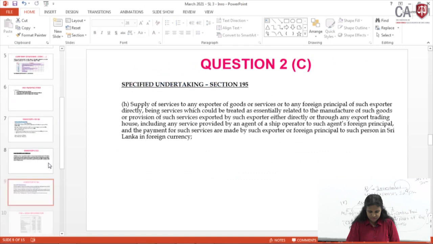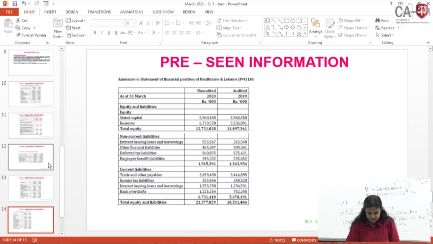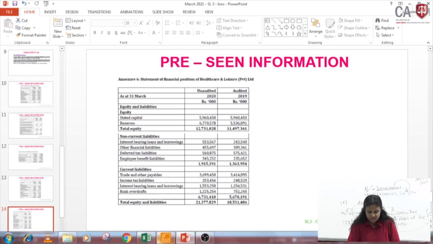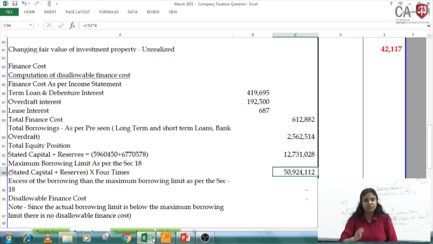If nothing is missed, then the balance sheet items are there. Here these are the non-current liabilities and current liabilities. In that the interest bearing borrowing, interest on the short term and long term, other financial liabilities, all these things I have extracted from the pre-seen. I just show the pre-seen information. Then stated capital and reserves from pre-seen. Then maximum borrowing limit as per section 18, stated capital plus reserves into 4 times.